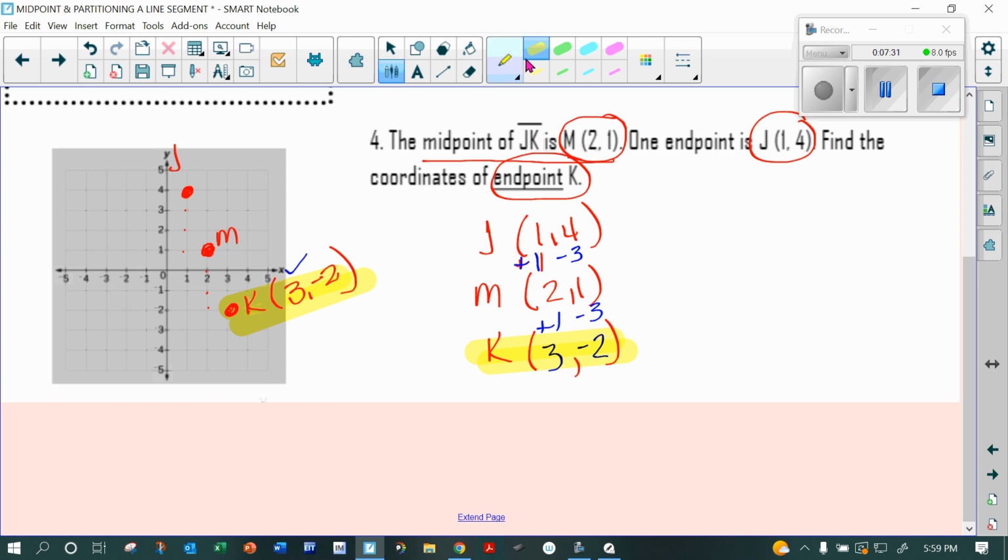Okay, so I like stacking the points and doing it that way. Whatever I did to this point right here, I have to do to this one here, because this is the middle. All right.